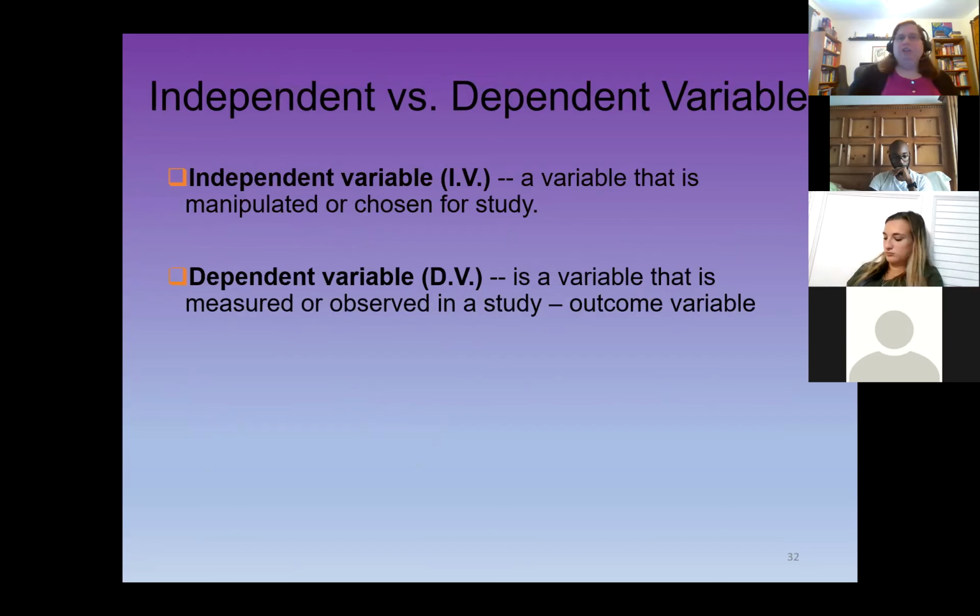Now, historically, this is one that I've known people have struggled with. So let's take a pause here and talk about it real quick. The independent variable is the variable that's manipulated or chosen for study. Whereas the dependent variable is a variable that is measured or observed in a study. I like to think of the dependent variable as my outcome variable. And then I think it's easier sometimes to figure out your outcome variable first, label it as dependent, and then work backwards to your independent variable.